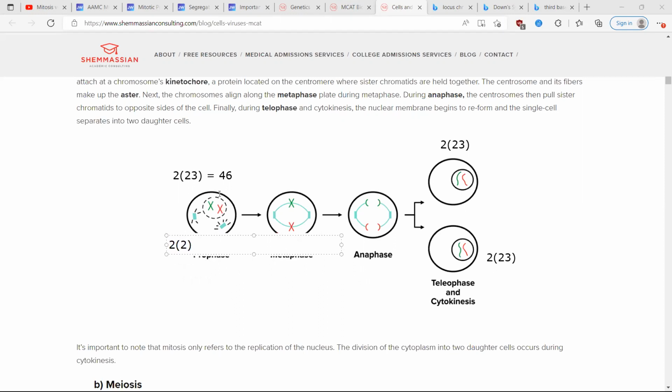Going by just the diagram, there's two sets. Oh no, they're actually just doing one here. They're doing two sets of one. This is 2n. This is 2, 1. So this is a 2, 1, and then this is a 2, 1, and then this is a 2, 1. So now if we go to meiosis, we can see how the numbers are different.